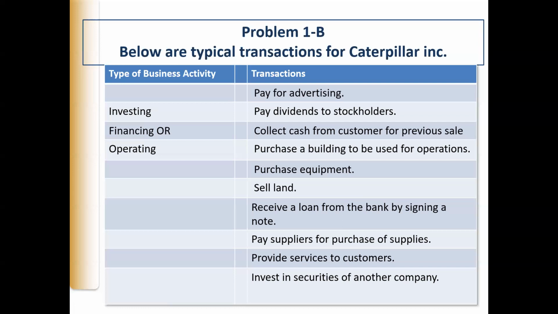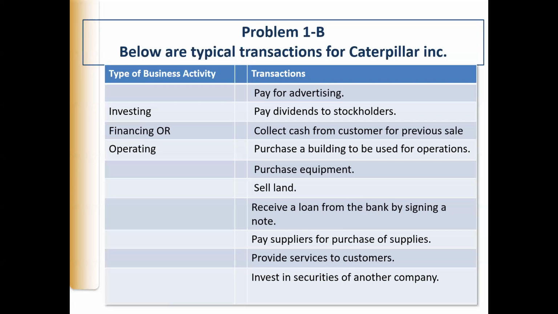Financing is getting money using creditors or stockholders. Selling land, the land was an asset. So to purchase land would be investing. To sell land is investing. Okay? Both ends of the transaction are still investing.